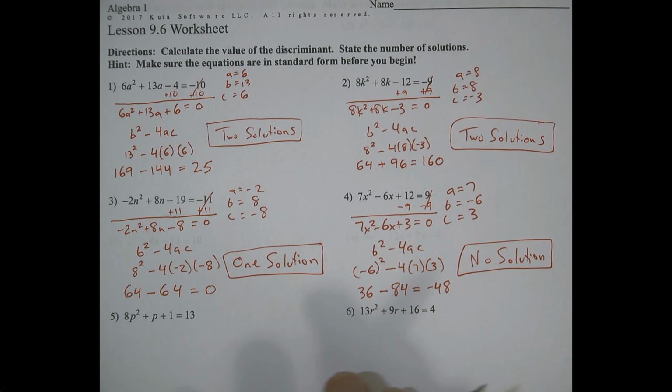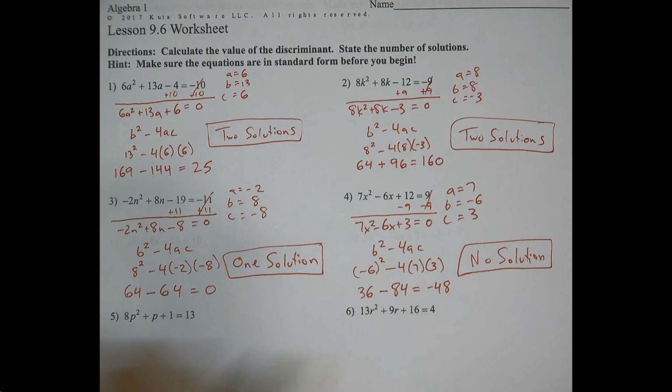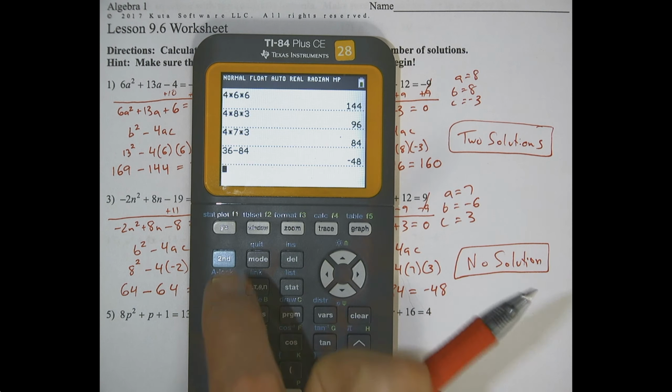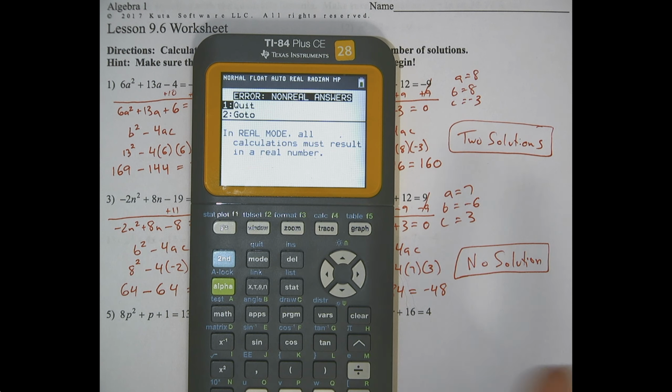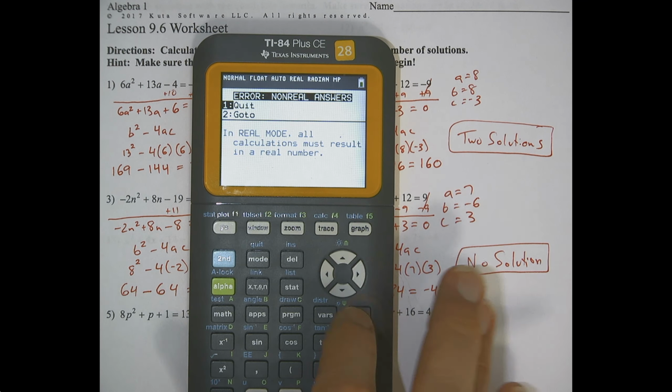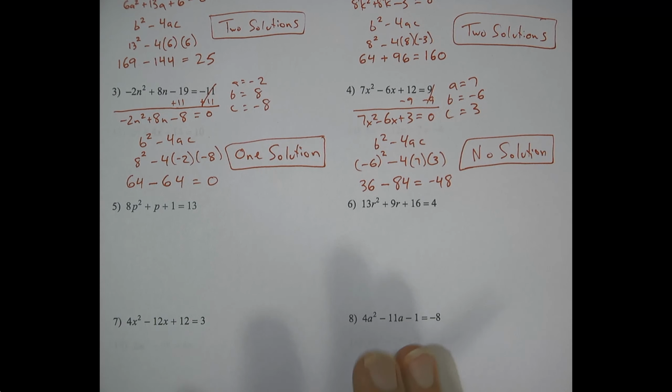for this. So if I ran the quadratic formula, I'd end up with a negative 48 underneath the square root. And if you go ahead and you try and take the square root of a negative number, your calculator will tell you something's wrong. Can't do it. No answers. So that is why there's no solution. All right.